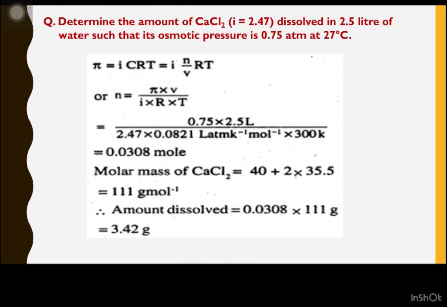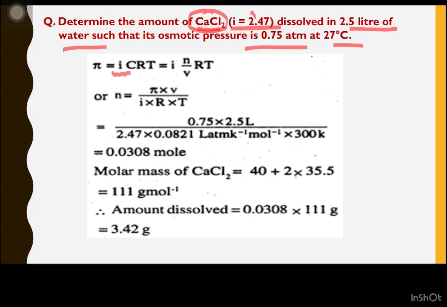Now two simple questions from the NCERT exercise quickly where I is incorporated. Determine the amount of calcium chloride. The I value is specified here because it is not that ionic like potassium chloride or NaCl types. That's why the value cannot be a whole number, but this is a good value. Still the dissociation is quite good. I is 2.47. It is dissolved in 2.5 liters of water. So the osmotic pressure becomes this at this temperature. Everything is given. Pi is equal to CRT is the formula. So the correction factor is incorporated.